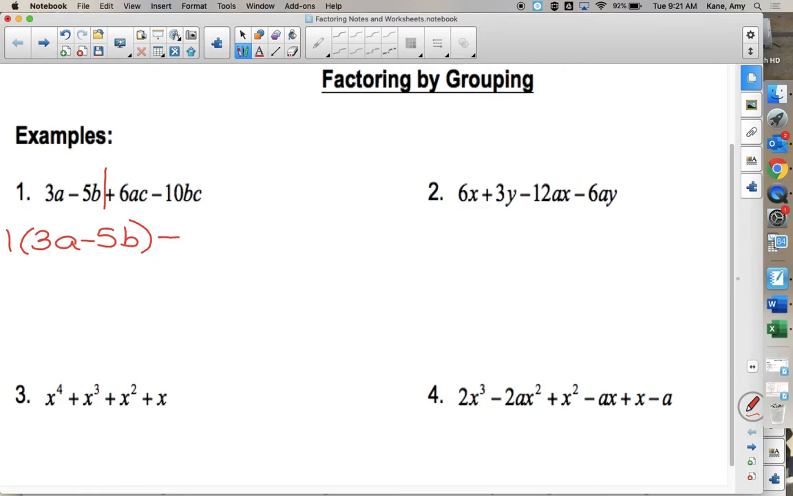Yeah, we could take out a 2c. It's a positive 2c. Make sure you have a plus sign there. If you don't, you've taken an expression that has addition, and now you've changed it into multiplication, and it can't be multiplication yet because we haven't got to that multiplication part. Brenton, what goes in the parentheses if you take out a 2c?